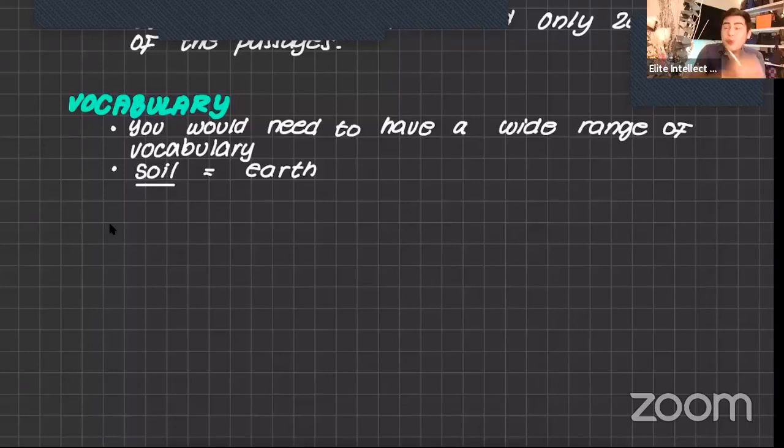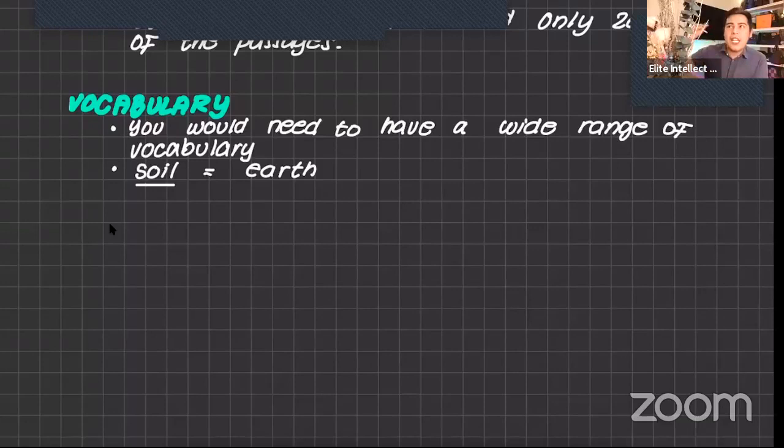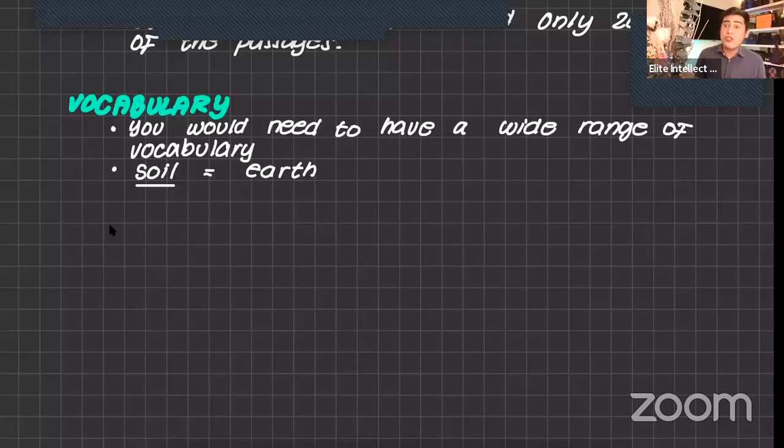I have seen a passage like that. The question was, children love playing with soil because blank. And then on the passage, earth is usually played by the children due to the fact that. So if you are a student who does not know that the word earth could be directly correlated to the soil, then of course, guys, you're not likely to get the answer.